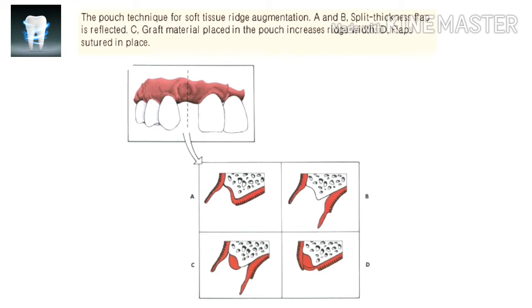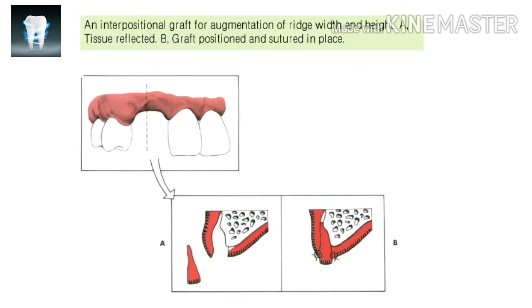This is the pouch technique for ridge augmentation. A split thickness graft is reflected and graft material placed on the pouch. It will increase the ridge width. After that, the flap is sutured into its original position. An interpositional graft: in this procedure, the tissue is first reflected and the interpositional graft will be positioned and sutured in place.